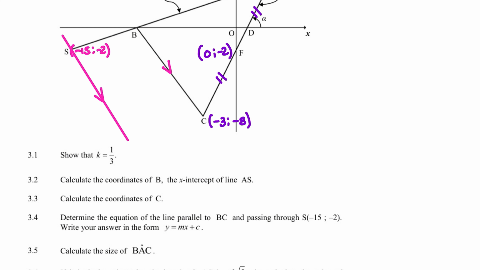Now, in a previous question, we found the coordinates of B, and that was (-9, 0). And in the previous question, we also found the coordinates of C. So I can find the gradient of line BC, and that will be equal to the gradient of the line that we want. And once we have the gradient, we can use the coordinates that they gave us to find the equation of that line.